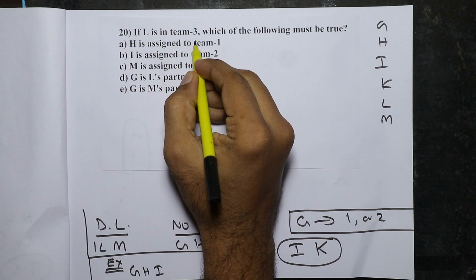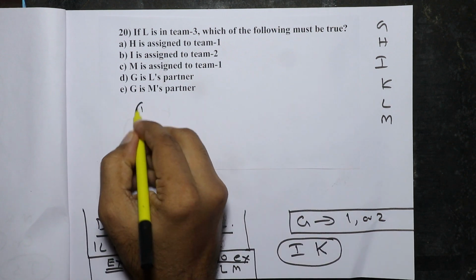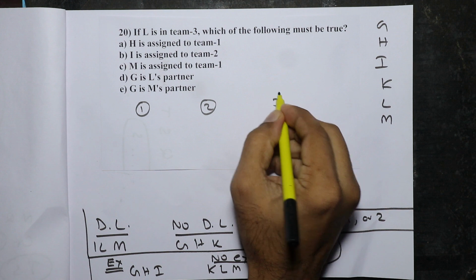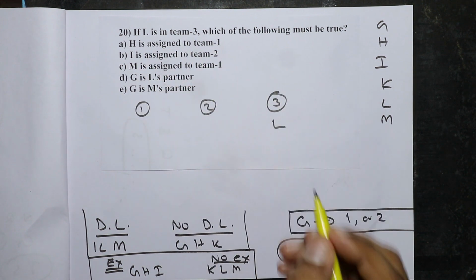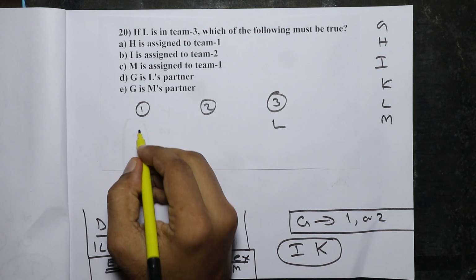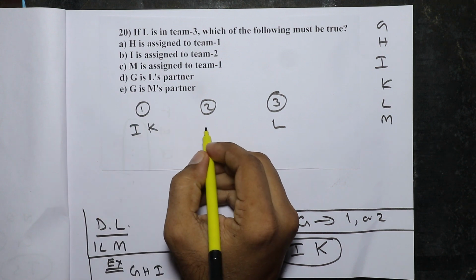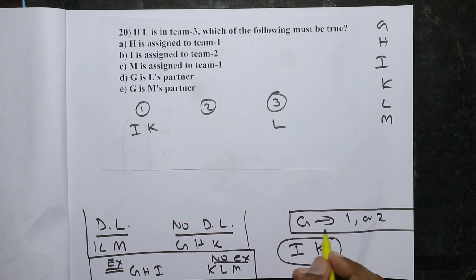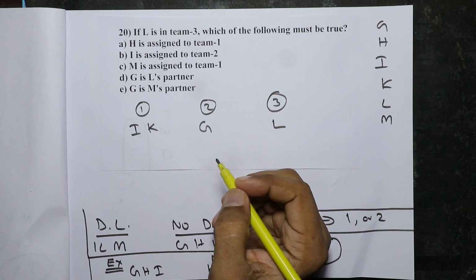If L is in team 3, which of the following must be true? So team 1, team 2 and team 3. L is in team 3. Now we know that one team is I and K. So I and K can be team 1 or team 2. So we will assume that I and K is here. It can be here also. Now G should be assigned to either 1 or 2, which means that G has to be here.